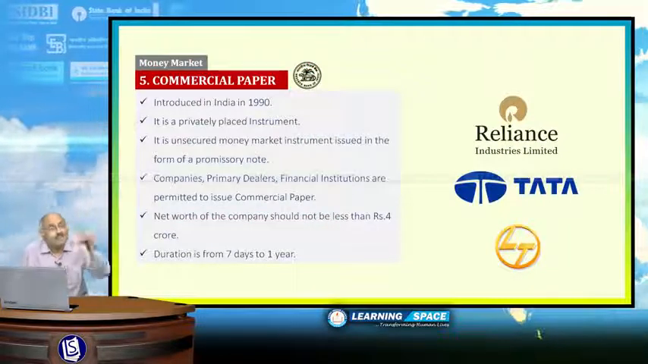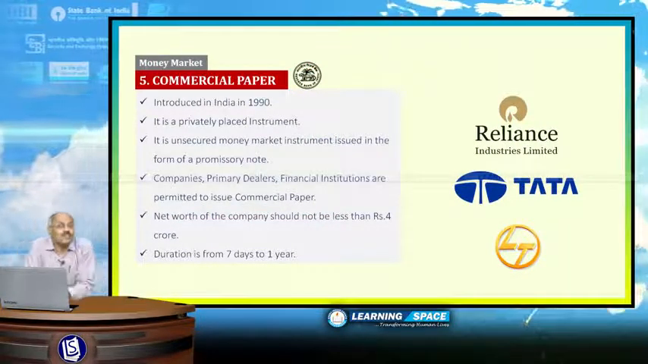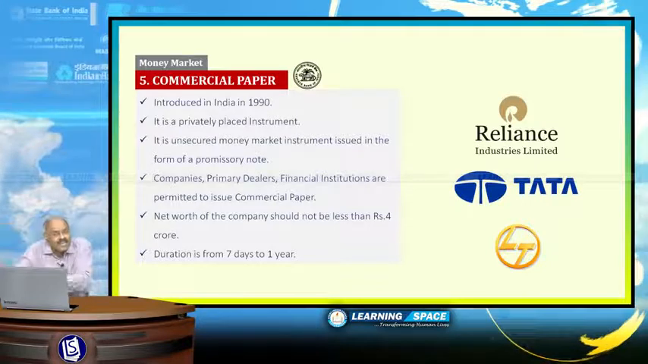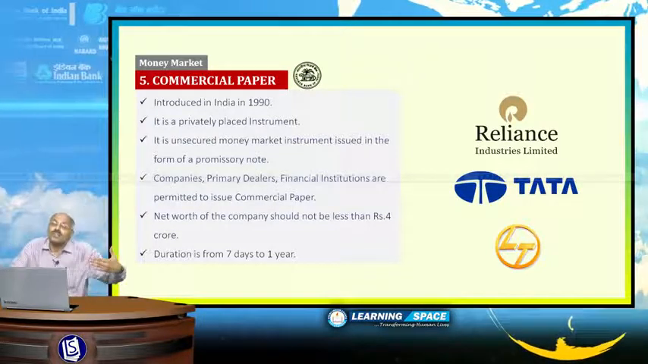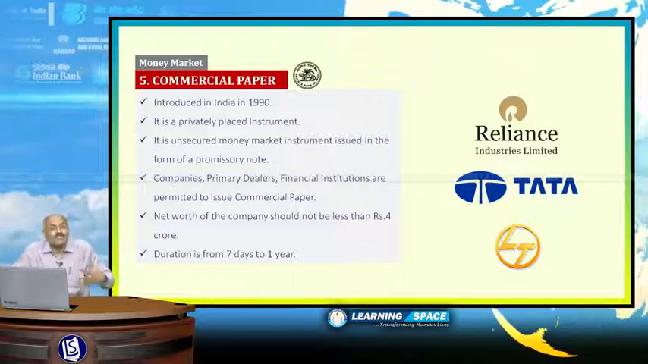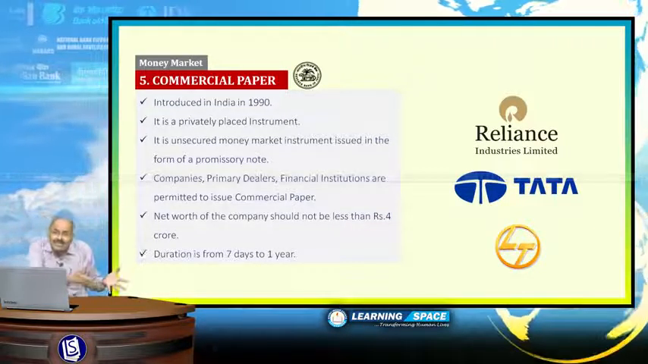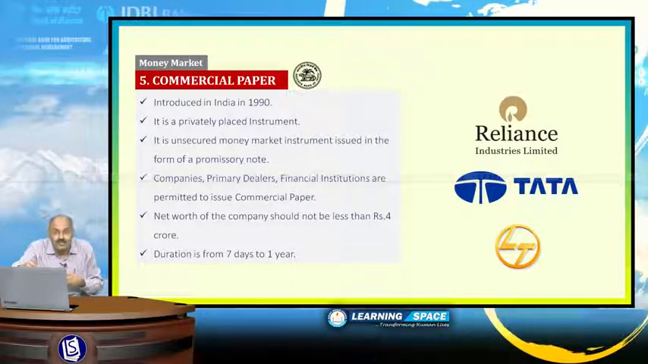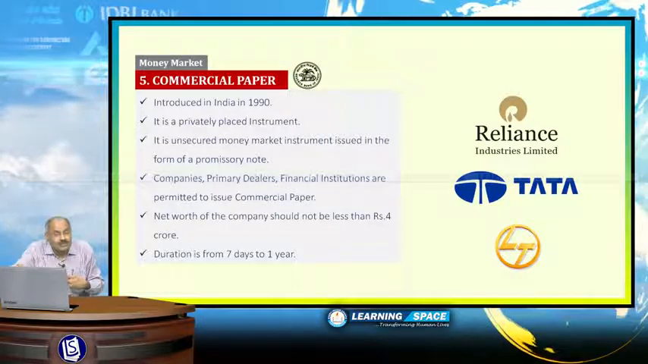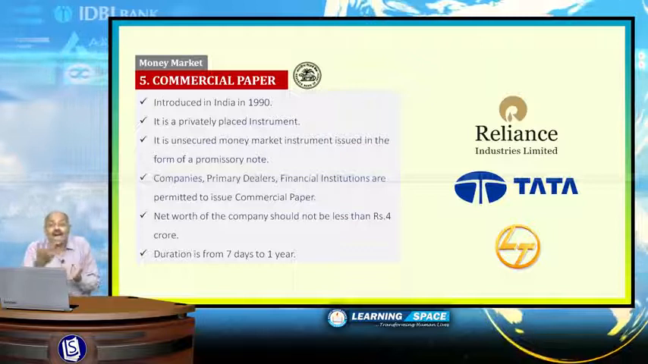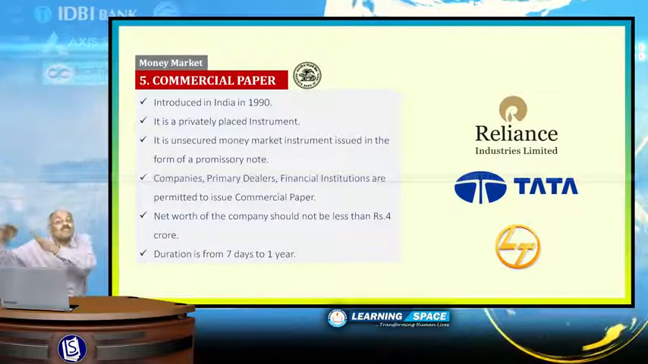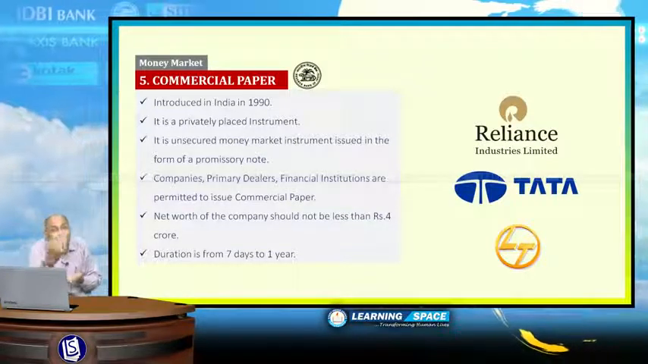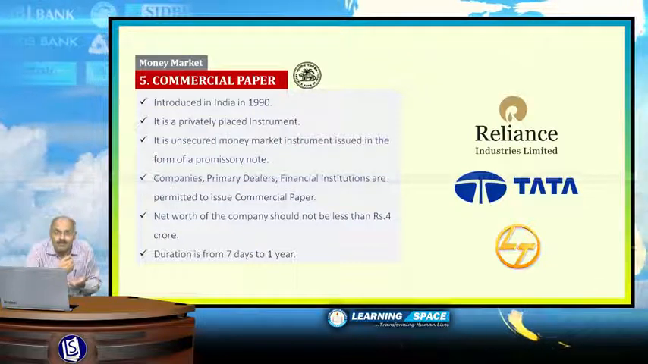Right friends, look at the next one. This is commercial paper. What is the meaning of commercial paper? This was introduced in 1990. If you look at Reliance Industries, Tata Motors, L&T, if they are in need of money for short duration, for 6 months or 8 months, they can issue commercial paper. That means it is nothing but a promissory note. If you are in need of money, you will simply write a promissory note and borrow from your friend. Companies, if they want to borrow from their friends, they will write a promissory note and borrow from the market. That is a commercial paper.